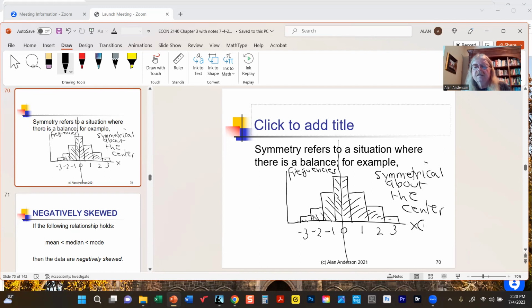Or mean. Okay, so that's what symmetry refers to. There's a balance of some kind. The area to the left of the mean is the same as the area to the right of the mean. They're mirror images of each other.